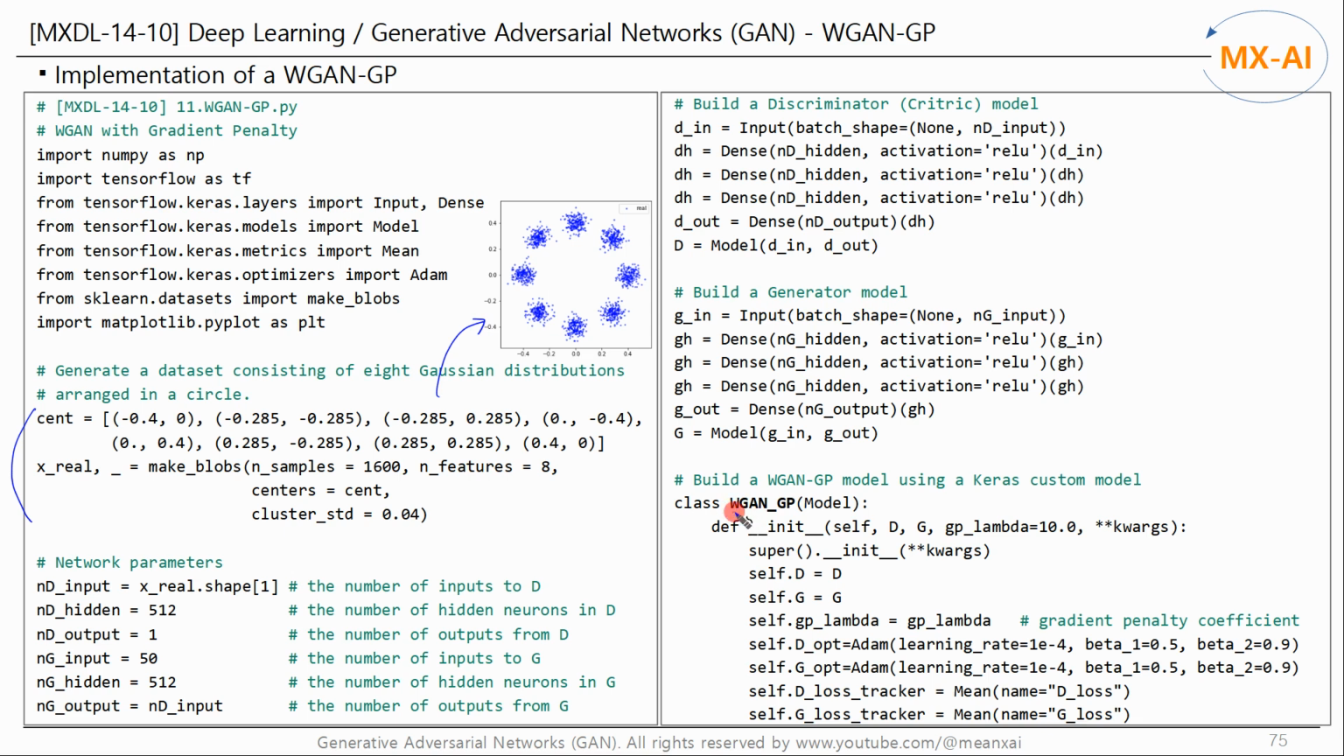Let's write a custom class to create the WGAN-GP model. The inputs to this class are D, which is the discriminator or critic, G, which is the generator, and GP lambda, which is the gradient penalty coefficient. The authors set the default value of lambda to 10. We use the Adam optimizer to update D and G.